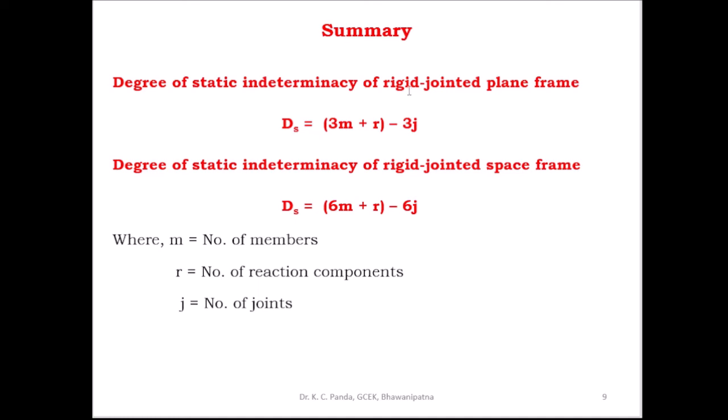This is the summary. The degree of static indeterminacy of a rigid jointed plane frame, ds, is equal to 3m plus r minus 3j, and the degree of static indeterminacy of a rigid jointed space frame, ds, is equal to 6m plus r minus 6j. So using these equations you can find out the degree of static indeterminacy of a frame, where m is the number of members, r is the number of reaction components and j is the number of joints.